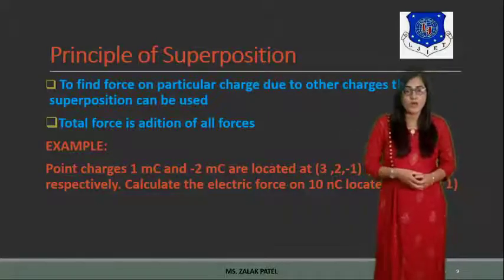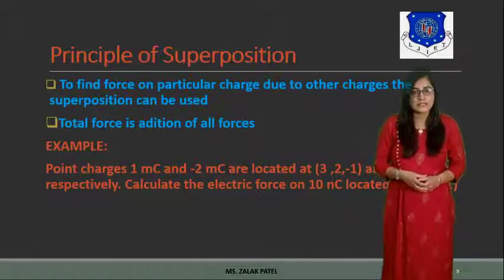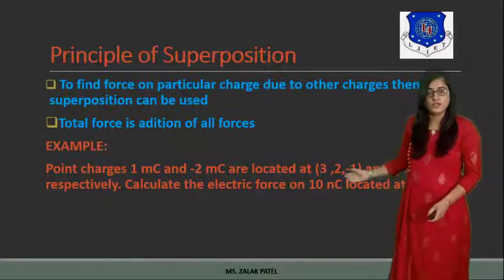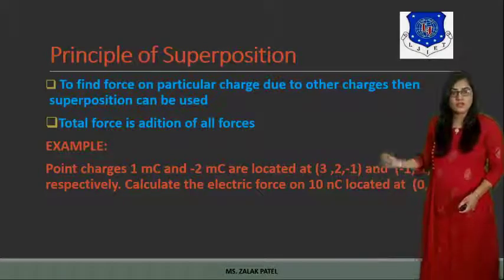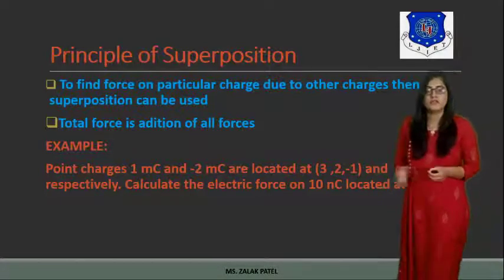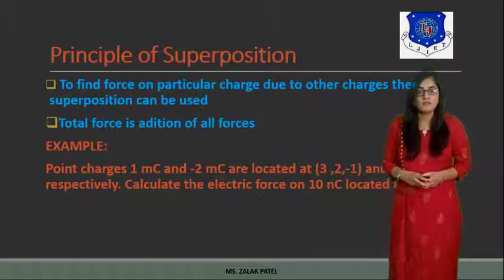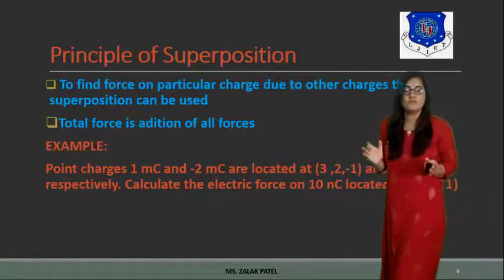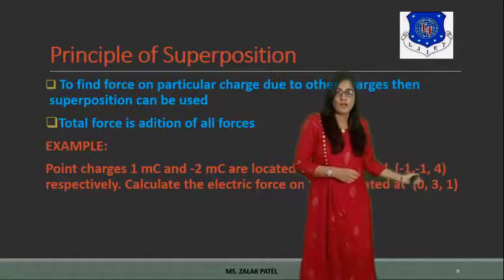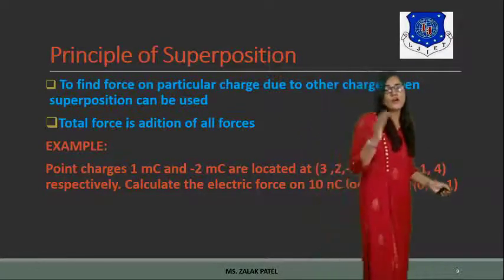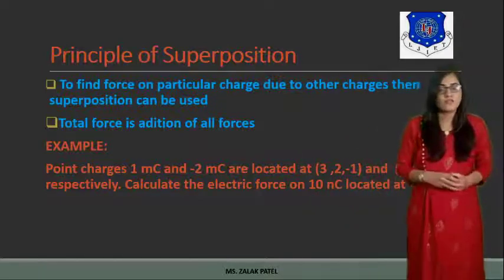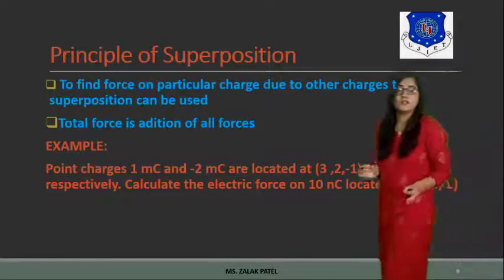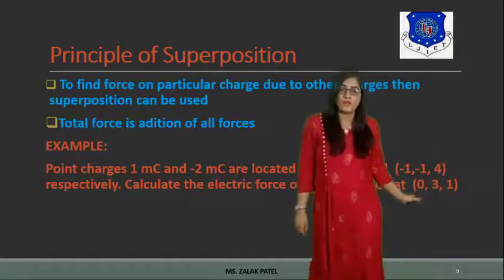We have discussed the principle of the superposition theorem, and based on this, let's see one example related to it. The problem statement is: you are given two point charges, 1 millicoulomb and minus 2 millicoulomb, located at (3, 2, -1) and (-1, 1, 4) respectively. Calculate the electric force on a 10 nanocoulomb charge located at (0, 3, 1).